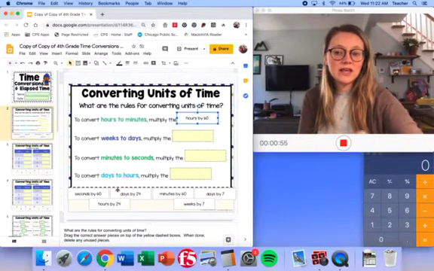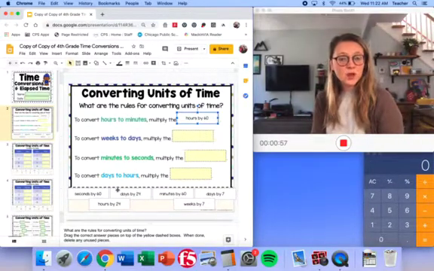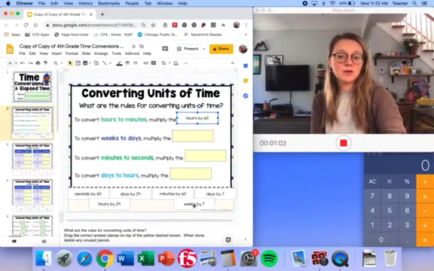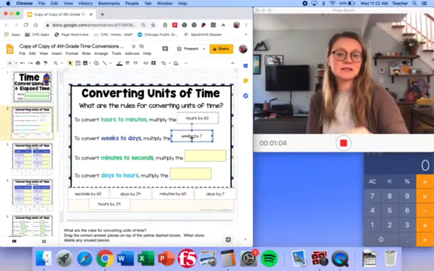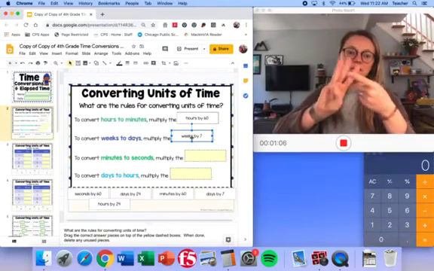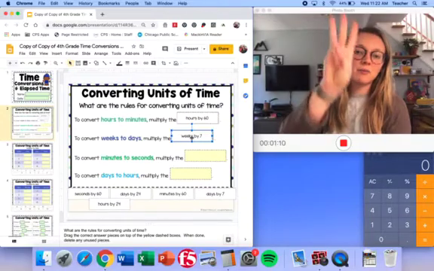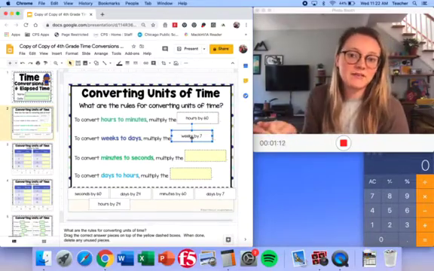To convert weeks to days, 1 week is 7 days. So you multiply the number of weeks by 7, because if I have 1 week, 2 weeks, 3 weeks, each of those weeks is going to be 7 days. So I'm going to take the number of weeks, 3, and multiply it by 7.